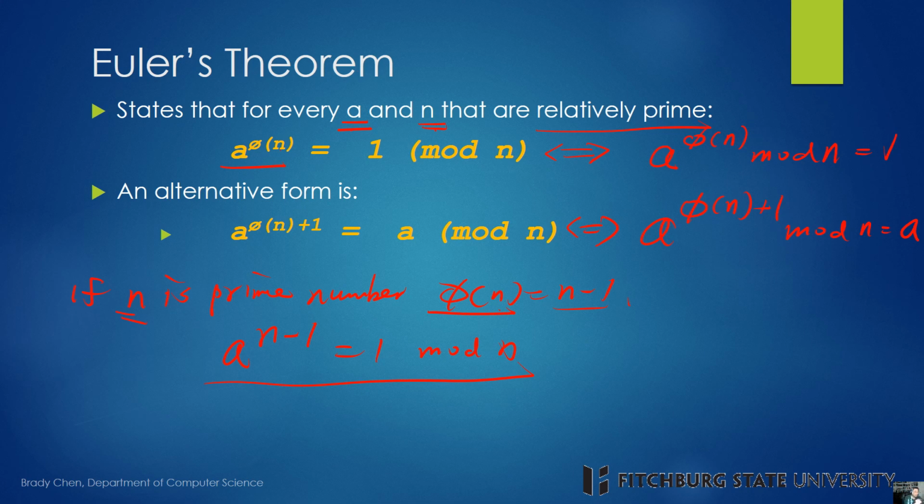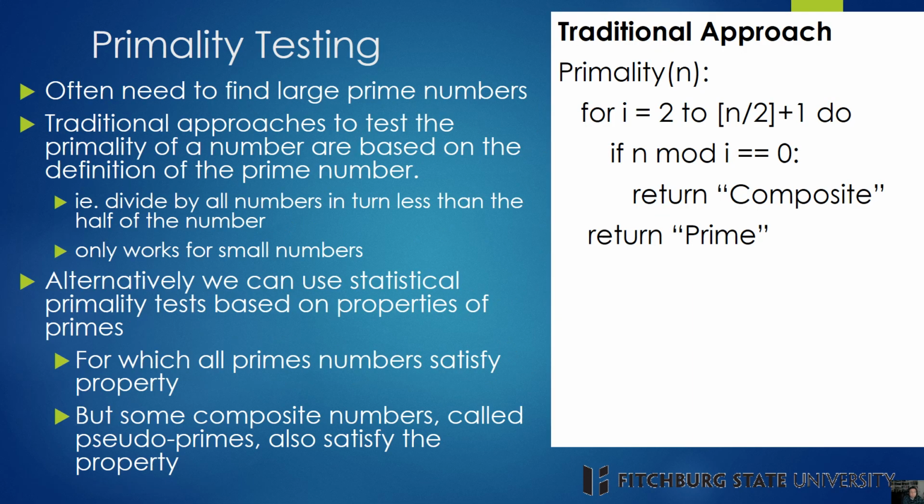But Euler's theorem also applies to a general value n. There's actually no precondition for n, so we don't assume n is a prime number. n could be any number, but then we replace n minus 1 with phi of n. So that's Euler's theorem, which is a generalization of Fermat's theorem. Euler's theorem is very important. We will see that.